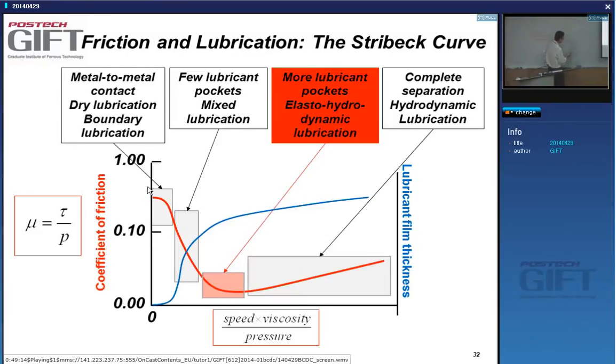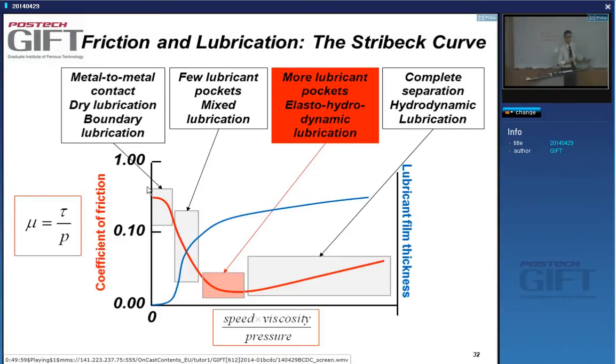So on the x-axis you plot speed times viscosity divided by the pressure, and this parameter allows you to draw a single curve for the friction coefficient, and it looks like this. This is what it looks like. So when this parameter has a low value, I have high friction. When this parameter has a high value, I have low friction.